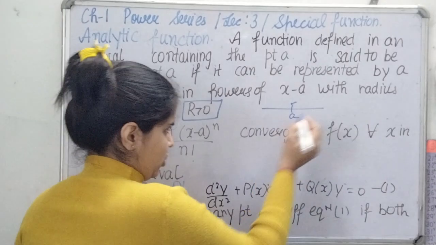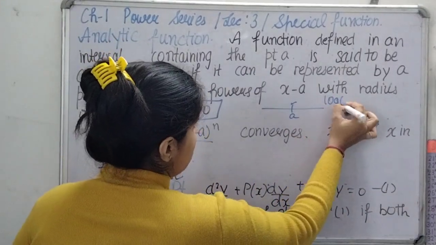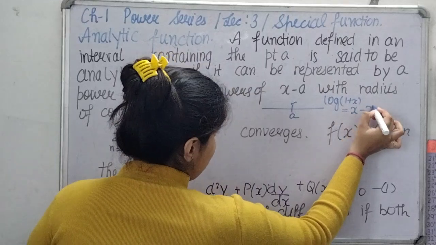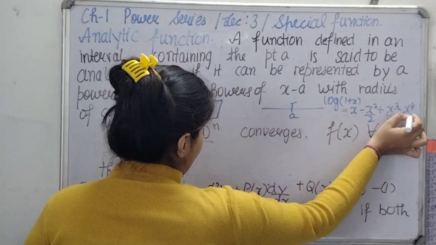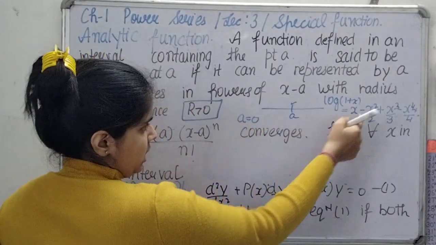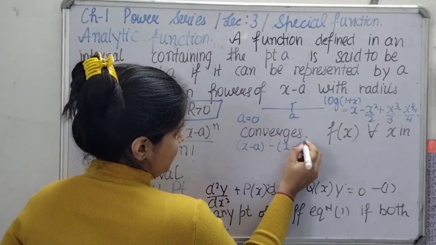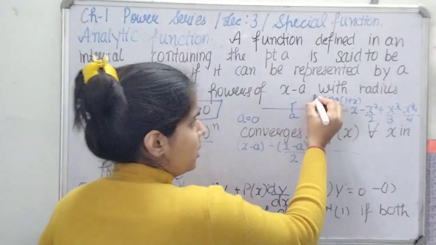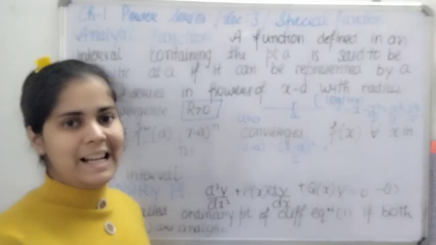For example, हमारे पास कोई भी function है. Suppose we have log of 1 plus x. ठीक है? अगर मैं इसकी series open करूँ, that is x minus x square by 2 plus x cube by 3 minus x to the power 4 by 4 up to so on. अगर यहाँ पे मैं a पॉइंट को ले लूँ 0, so मेरे पास क्या बन जाएगा? Otherwise it would be x minus a minus of x minus a whole square by 2 up to so on. अगर हमने a 0 ले लिया, so हम इस फंक्शन को सीरीज फॉर्म में लिख सकते हैं. Hence this function is called analytic function.